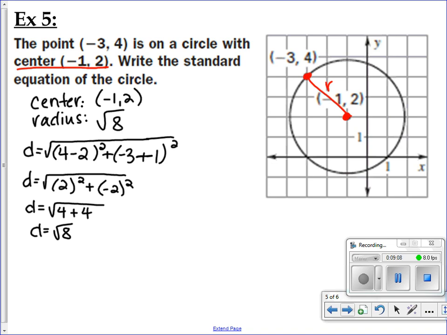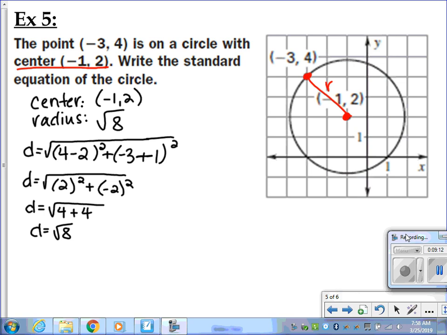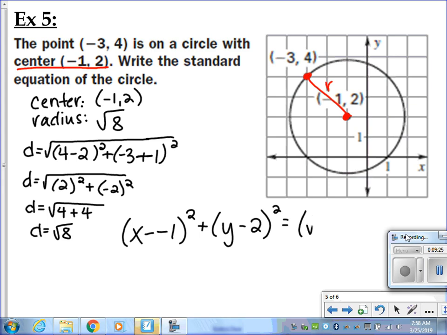Now we're just going to plug it into the equation, and then we are simplifying, and we'll be done. So we're going to say x minus my h, which is going to be negative 1, and then y minus my k, which is 2, and then I'm going to take my radius, which is the square root of 8. Notice how I'm putting it in parentheses, and I'm going to square it. So now we just got to simplify.